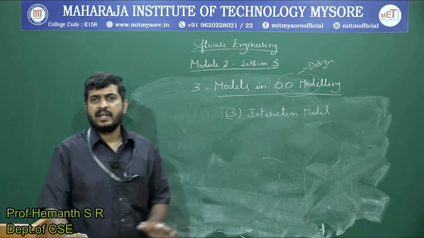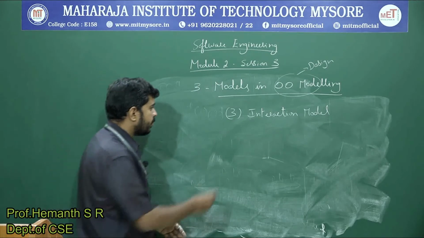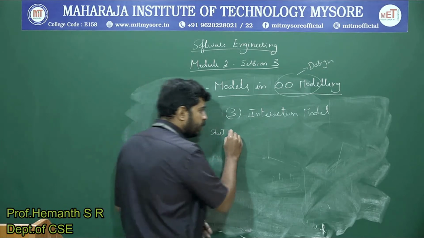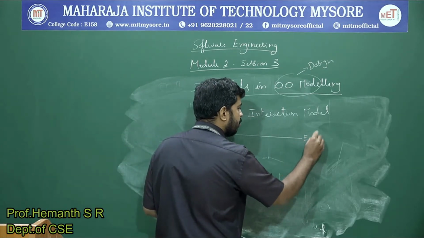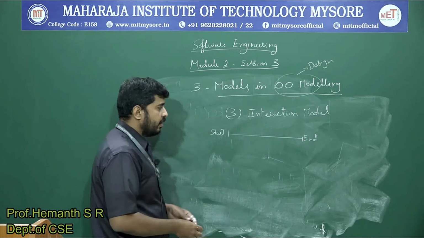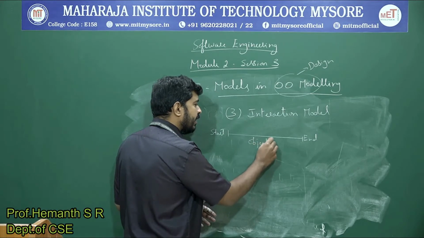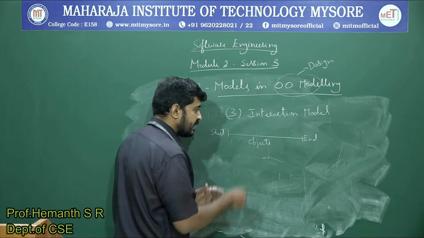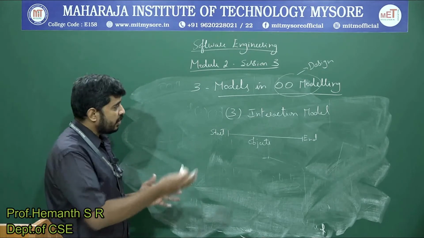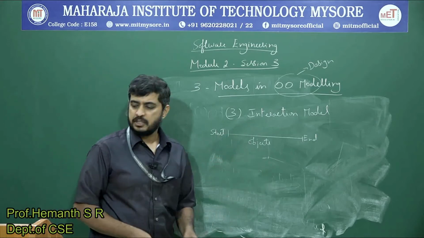how the objects are interacting with one another at different points of time. So starting from the beginning, the initiation of the system, maybe to the end of the system. From the starting point to the end point, how the various objects are interacting, how the entities in the system are interacting, how they are moving from one state to another state. So all these things will be combined in the interaction model.